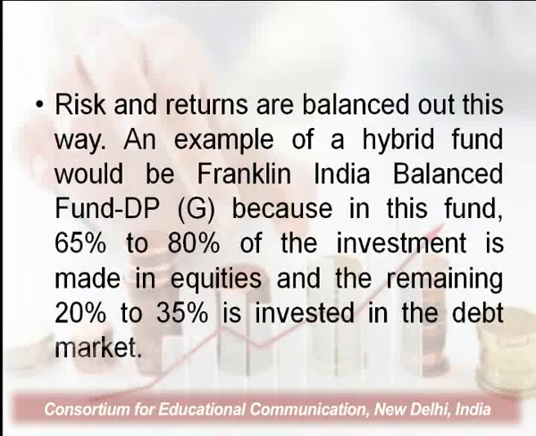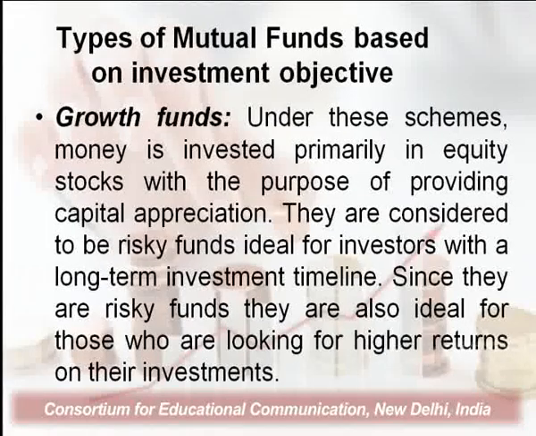Now, risk and return in this scheme are balanced out. One example can be Franklin India Balanced Fund. They would invest 65% in equity and the remaining 20 to 35% in the debt market. So, like this they make a balance.